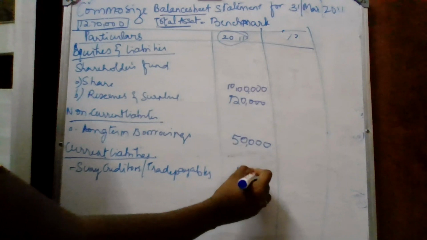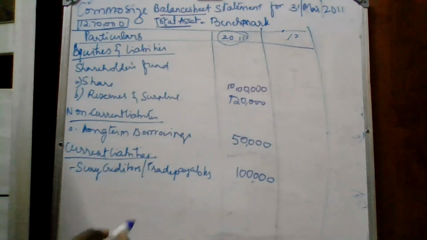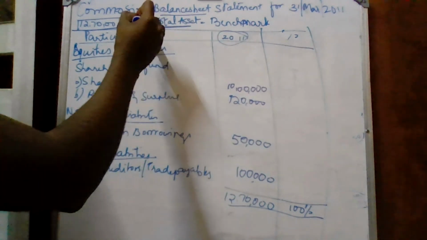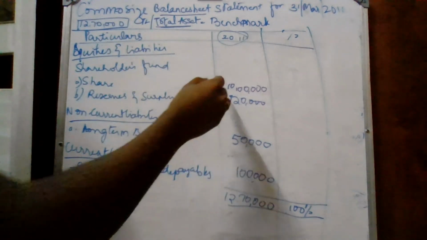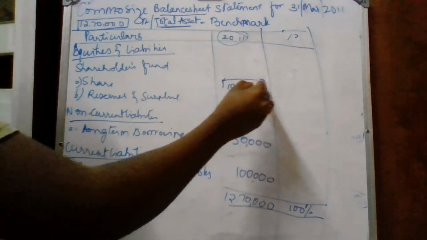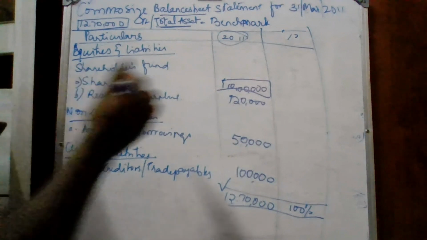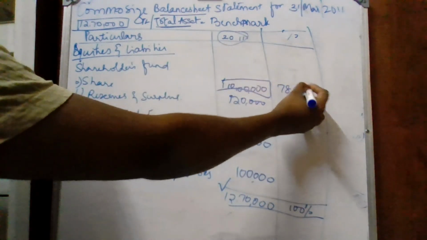How will you find out the percentage for total asset or liability? Here 10 lakh divided by 12 lakh 70,000 into 100. That will be 78.7. Always total asset will be equal to your total liability. So 12 lakh 70,000. 10 lakh, the individual amount divided by the total into 100. We got 78.74%.